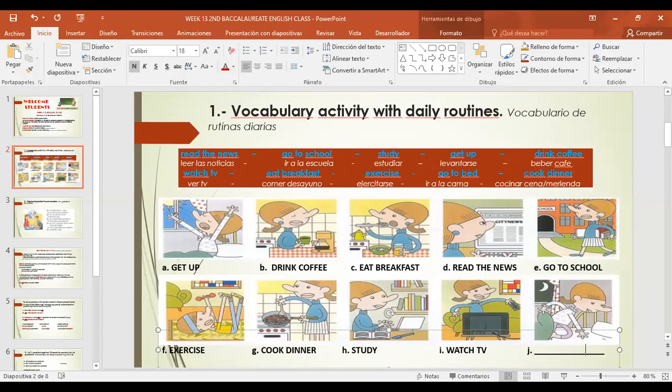The final routine? ¿Cuál es la final rutina? Go to bed. Very good. Excellent. So, the first activity, get up. The second, drink coffee. The third one, eat breakfast. The fourth activity, oh, I'm sorry, guys.